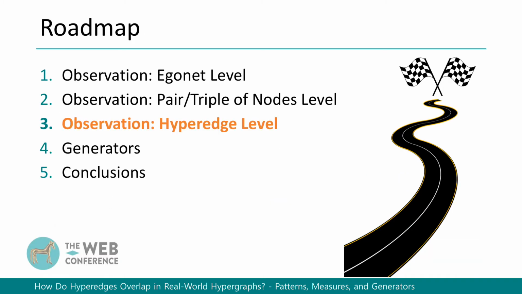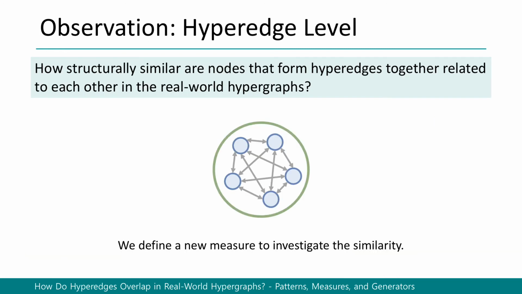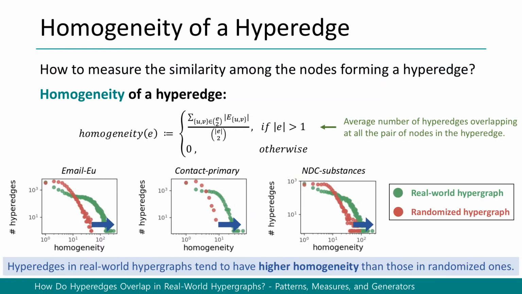Now let's move on to our final observation. Our question is, how structurally similar are nodes that form hyperedges together in real-world hypergraphs? To answer this question, we define a new measure to investigate the similarity. We define the homogeneity of a hyperedge, which is the average number of hyperedges overlapping at all the pairs of nodes in the hyperedge. Compared to the hyperedges in random hypergraphs, those in real-world hypergraphs tend to have higher homogeneity.